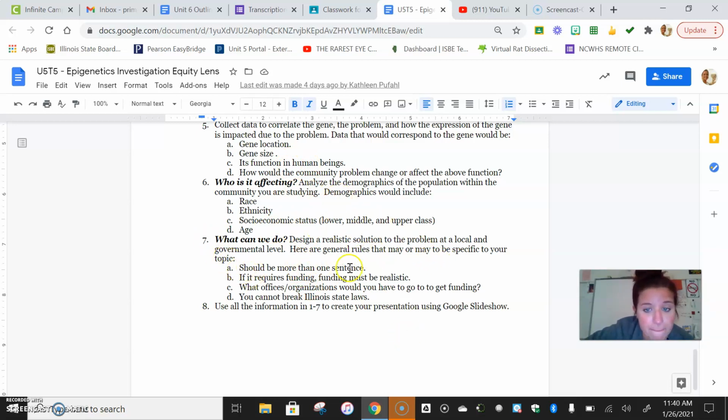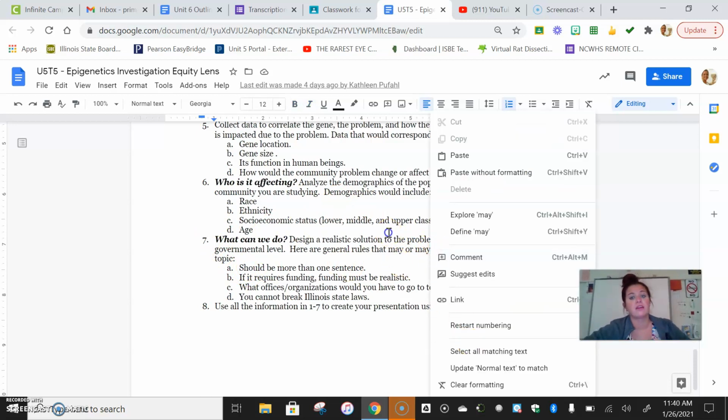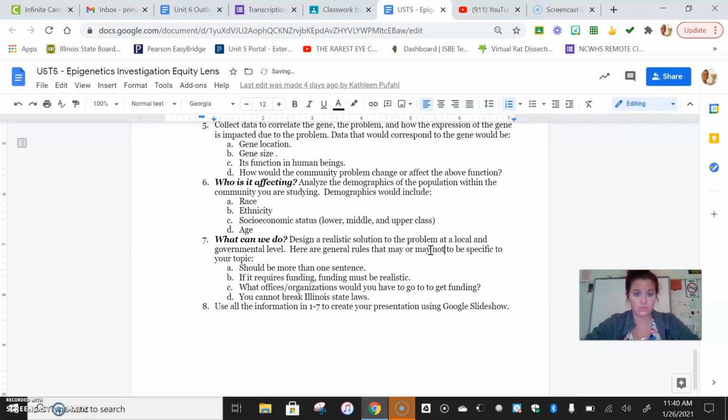Here are the general rules that may or may not be specific to your topic. Okay? The solution should be more than one sentence. If it requires funding, funding must be realistic. So you can't say, with $1 billion, we're going to solve this problem. Okay, that's great. How are you going to get the funds in order to do that? What offices or organizations would you have to go to get the funding? So would it be the mayor of our town? Would it be the treasurer? Would it be maybe a secretary? We don't know. That is going to be your goal and your job to find that out.